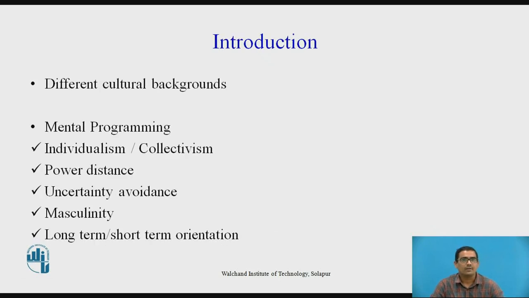Now, introduction. People from different cultural backgrounds are likely to have different beliefs about right and wrong, different values, etc. And this will inevitably lead to variations in ethical decision making across nations, religions, and cultures. Hofstede was influential in sharpening our understanding of these differences, our mental programming: collectivism, power distance, uncertainty avoidance, masculinity, and long term or what we will call short term orientation.